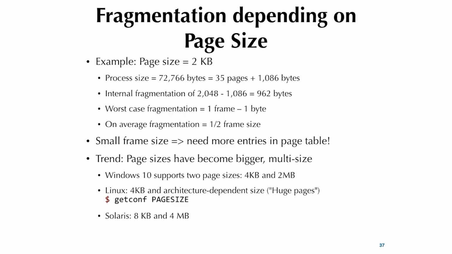Unix, I think, started with half a K, 1K, and then they bumped up to 4K and larger. And Windows 10 can do actually 2 page sizes, 4K and 2 megabytes. And Linux also can have 4K pages and then really big, architecture dependent, huge pages kind of size. You can type that command to find out. Solaris also has multiple sizes, 4K, 8K and 4 megabyte pages.